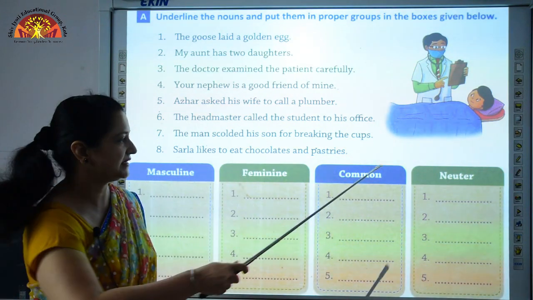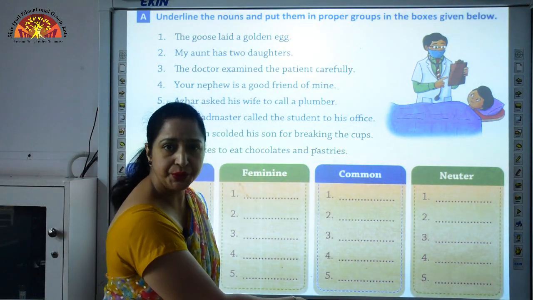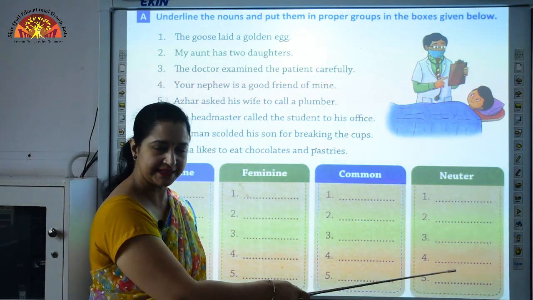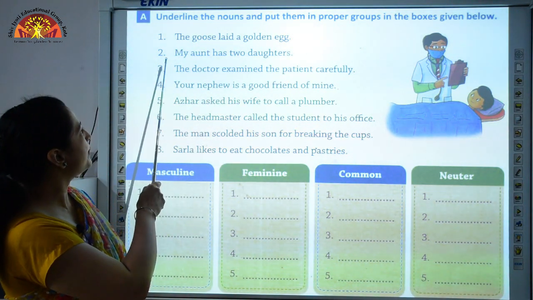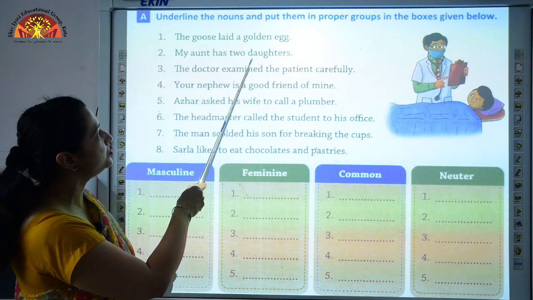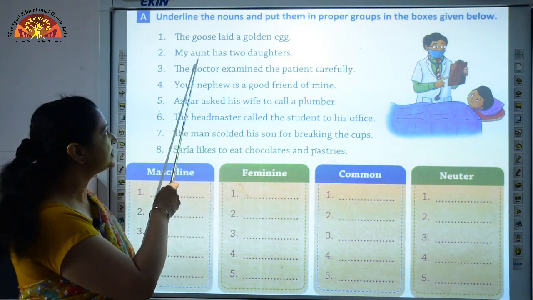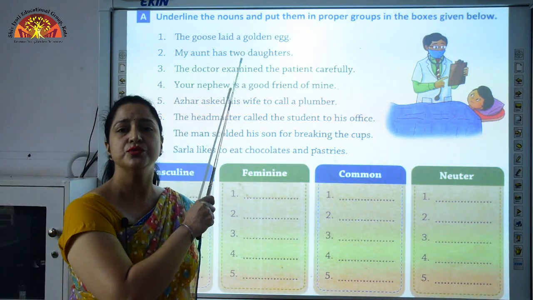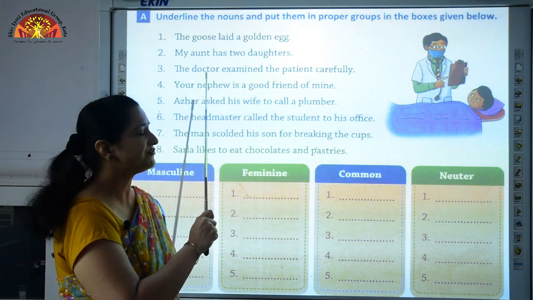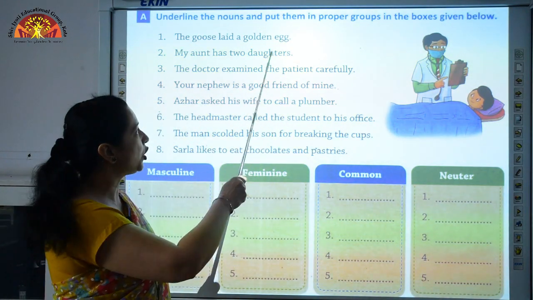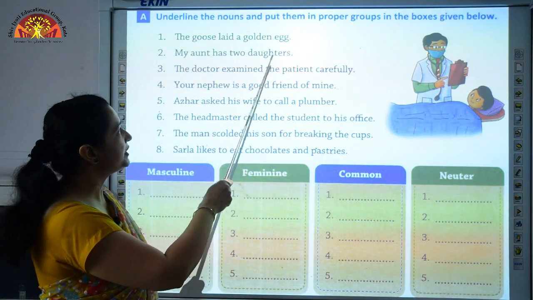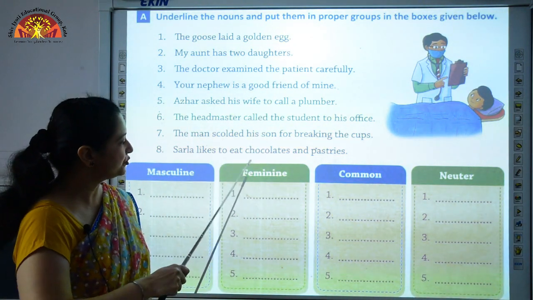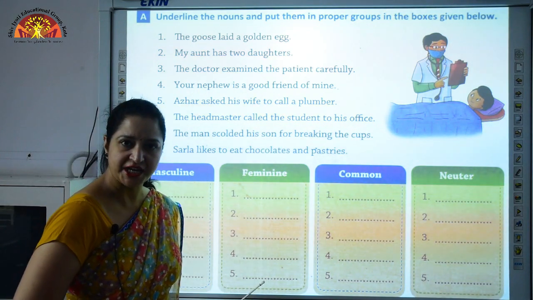So it comes under the category of neuter gender. Okay, is that clear? Now moving to sentence number 2. My aunt has 2 daughters. Now aunt, this noun is referring to some female, and daughters, obviously females. So aunt and daughters, both we have to write in feminine gender.